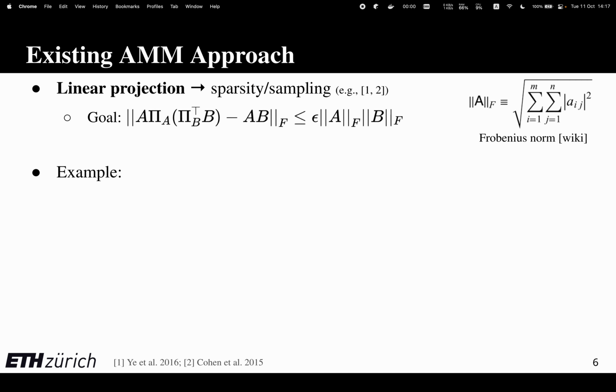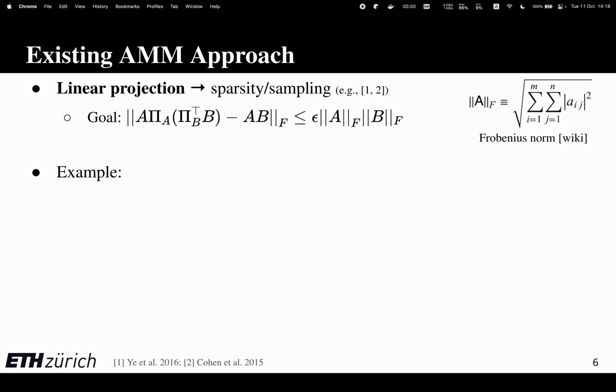Before we delve into detail how they achieve this speed up, let's first look at existing AMM methods and how they approximately compute the matrix multiplication. The main idea is to use a so-called linear projection and to introduce some sparsity into the matrix. Say we want to compute matrices A and B, which are dense matrices, and the ultimate goal is to bound the error relative to the original matrix multiplication.